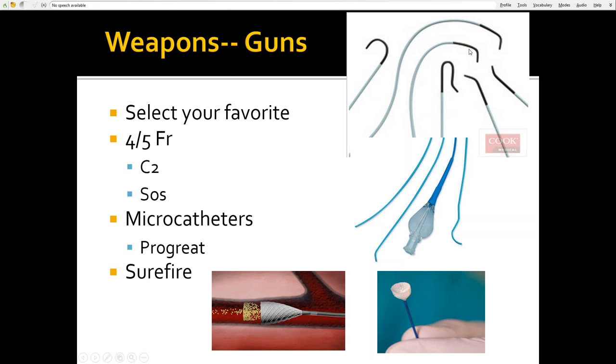Again, 4 or 5 French, this might be a C2 catheter. So all these things are utilized sometimes based on the orientation of the vessel that you're trying to get into.